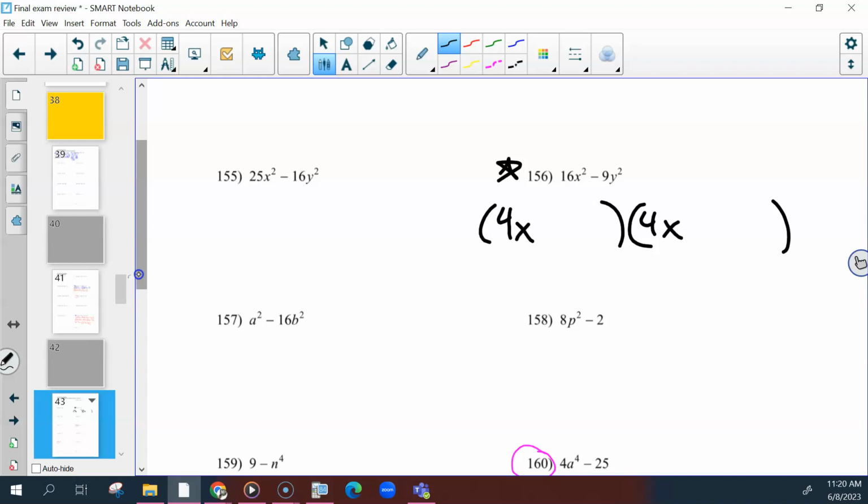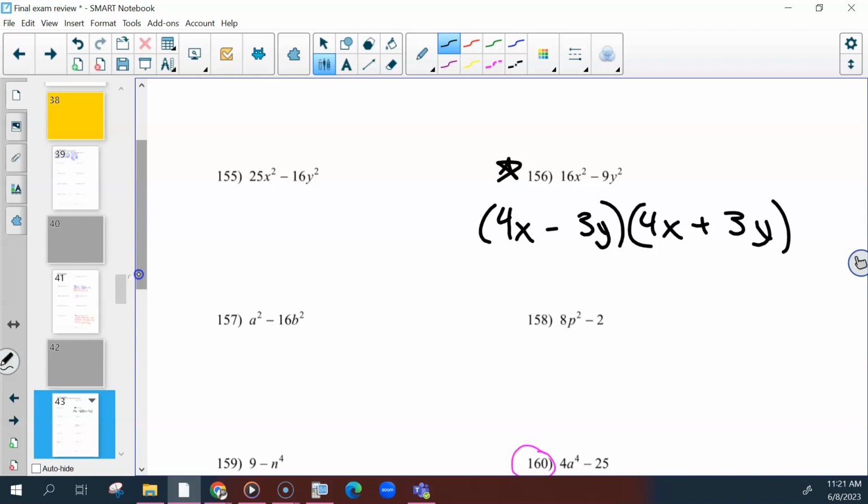And what times what would give you 9? That's 3. And what times what would give you y squared? That's just y. And then put a plus in one and a minus in the other. It doesn't matter which order, as long as you have one of each sign. That's it for that question.